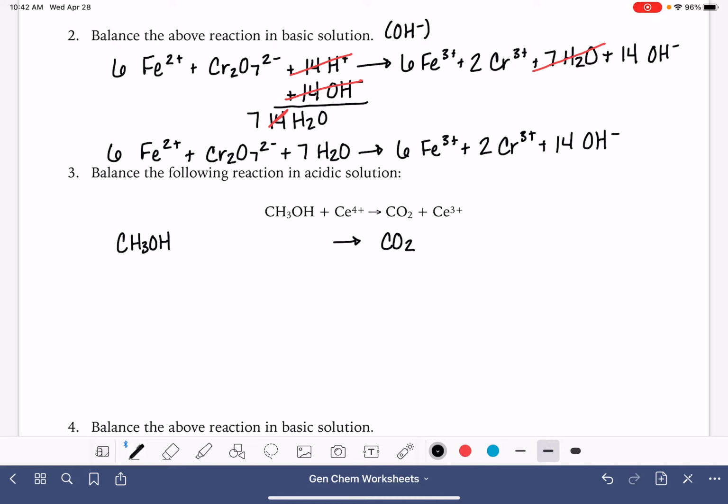First, we want to balance the carbons. We have 1 on the left, 1 on the right. Then we balance the oxygen. We have 1 on the left, 2 on the right. The way that we balance oxygen is by adding water. So now we have 2 oxygen on the left and 2 on the right.